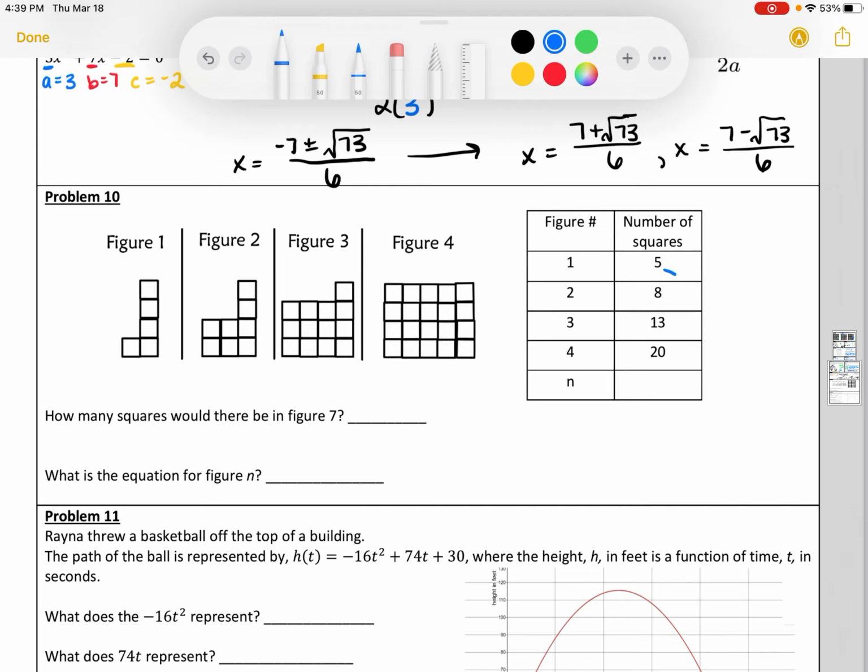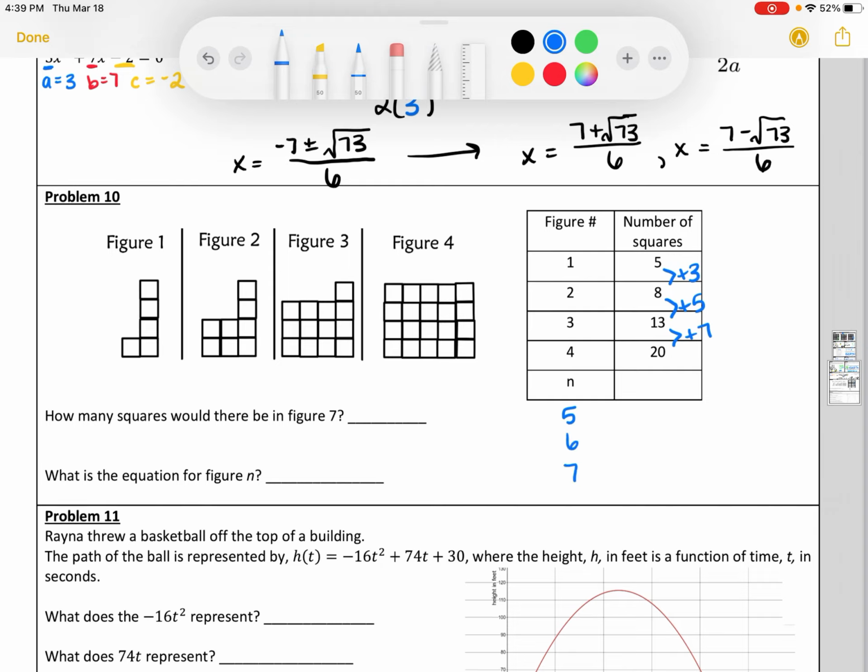Now we know quadratics have a constant second difference, so let's find that. So 5 plus 3 gives us 8. We have to find the first differences first. 8 plus 5 gives us 13. 8 plus 7 gives us 20. So the first question is asking us how many squares there would be in figure 7. So I could extend the table. I'm going to ignore that row with the n for now.